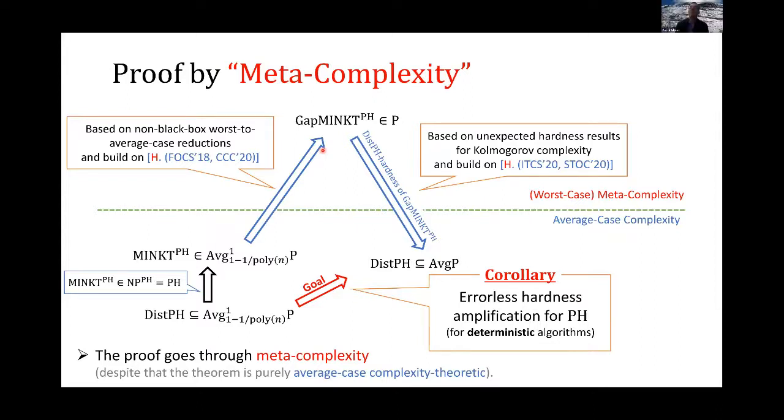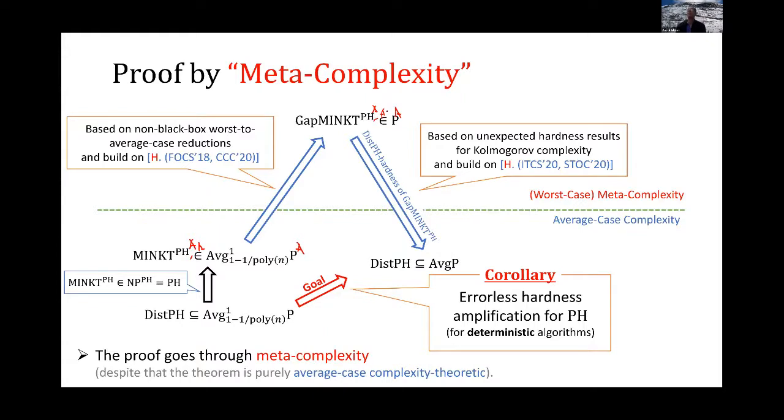But wouldn't that mean that the results do not relativize? It's a bit different. Non-black box just means that we use the efficiency of the oracle. Let me clarify the meaning of relativize. This should relativize for any oracle A if you put A everywhere. I guess this is not a standard notion of relativization, but in some sense it relativizes. Okay.